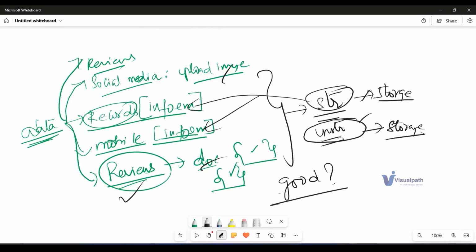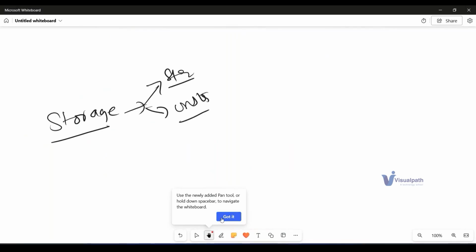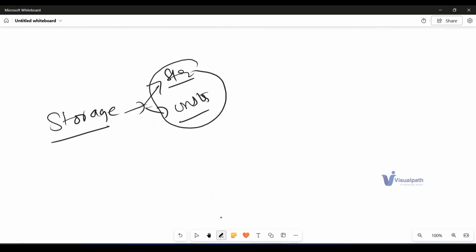Now that you have understood a little about data, participants, let's go ahead and understand about storage. With regards to storage, I need to design a storage where I can store my structured data as well as my unstructured data at one place. I have to consider that storage where I store structured and unstructured data at one place.